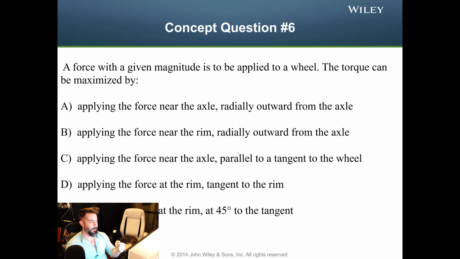A force with a given magnitude is applied to a wheel. So you have a wheel and some center point. The torque can be maximized by, sort of like what's going to move this wheel the most or the fastest, depending on how you want to look at it, applying the force near the axle. The axle is the center parts, so they're kind of referring to like a car wheel. You apply the force near the axle, radially outward from the axle. So they're talking about this direction.